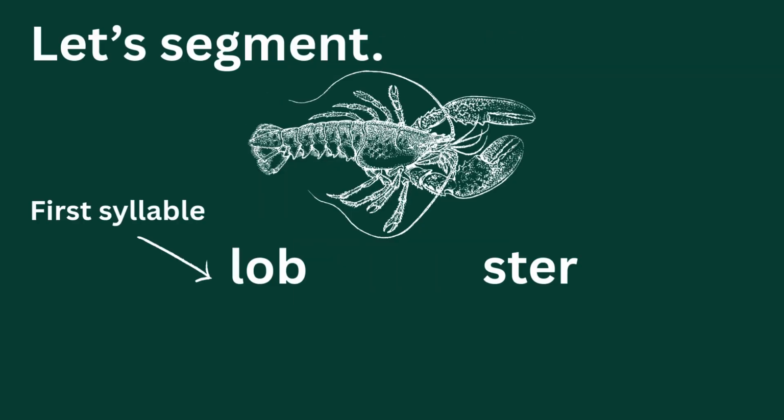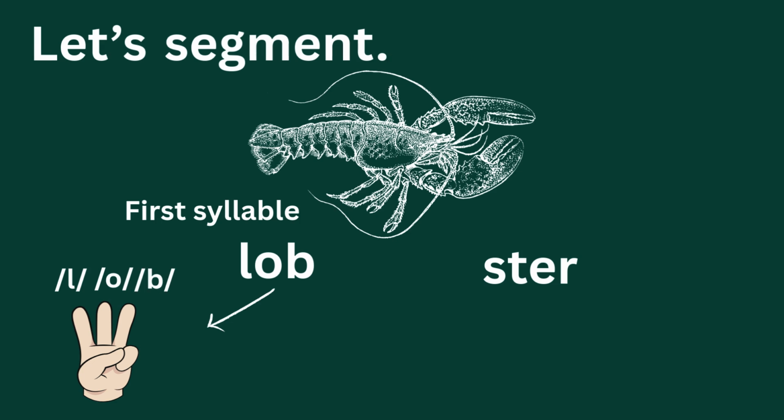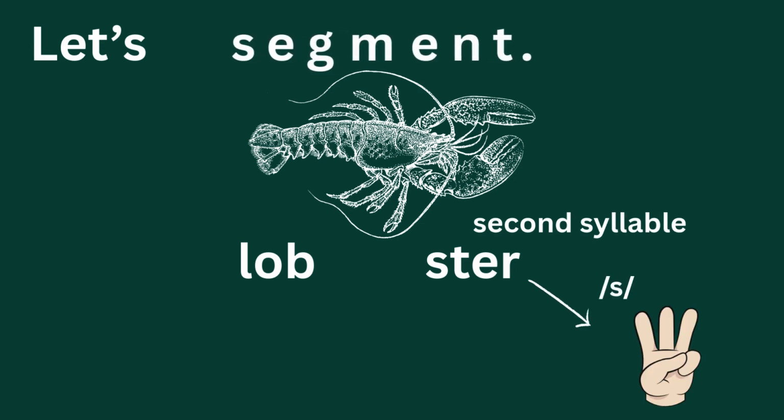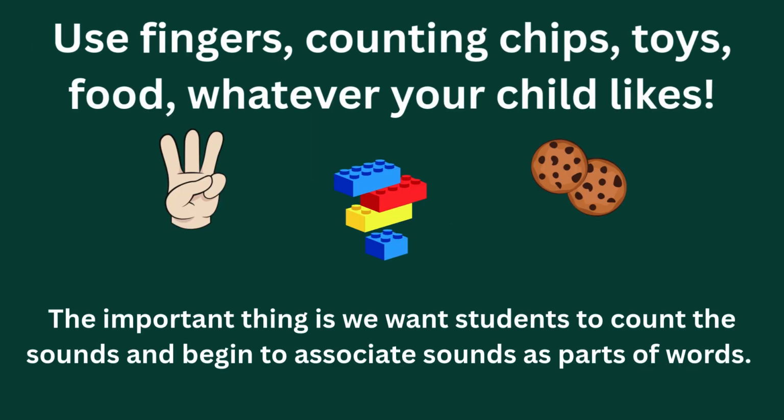If we're segmenting the word lobster, you would say first syllable, lob. The student says l-o-b. Second syllable, ster. The student says s-t-er. Again, we are working on blending and segmenting to help us for reading and writing.